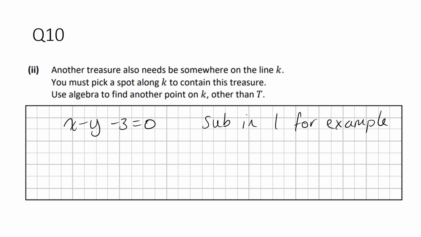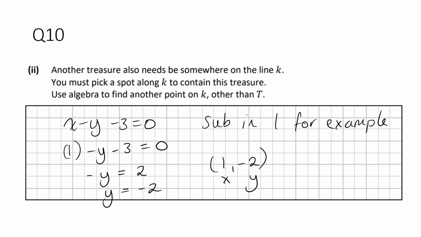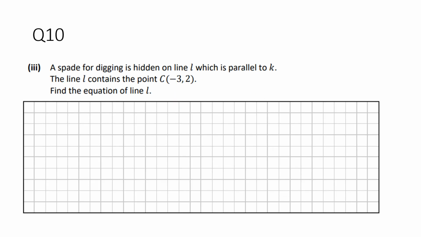So 1 goes in for x, minus y minus 3 is equal to 0. So minus y equals 1, take away 3 is minus 2, and then bring it across is 2, so y is equal to minus 2. So (1, minus 2) will be a point on the line, and that will be enough. And then lastly for part 3 then, so a spade for digging is hidden on line L, which is parallel to K.